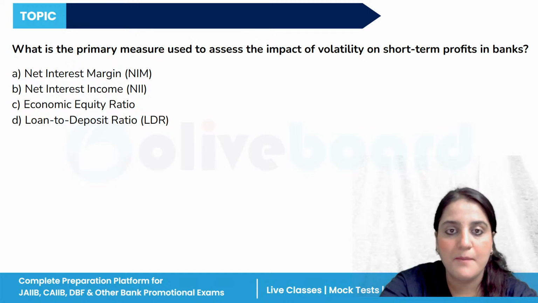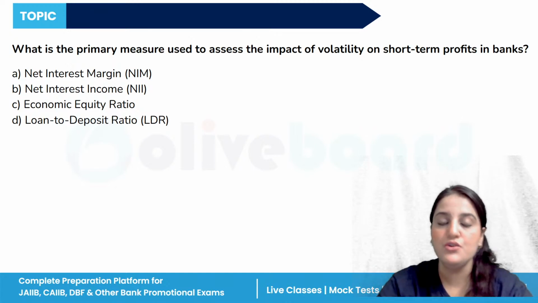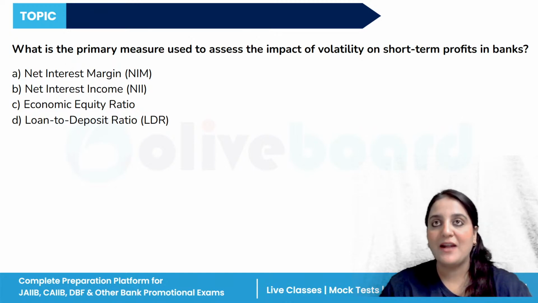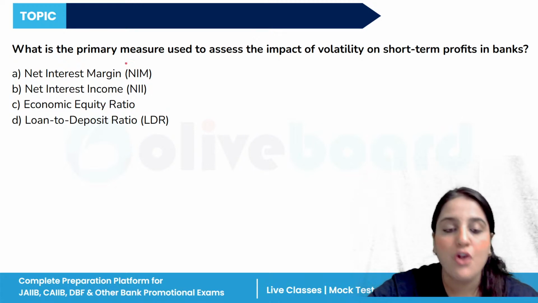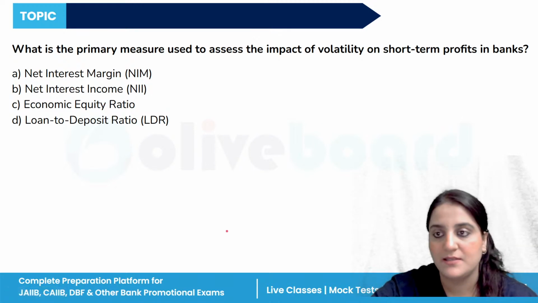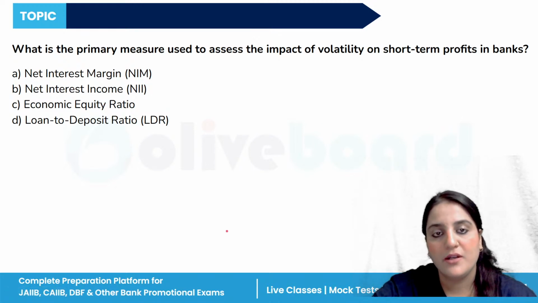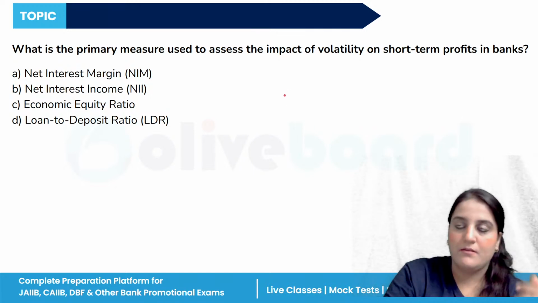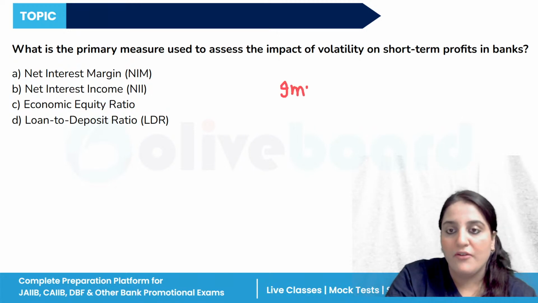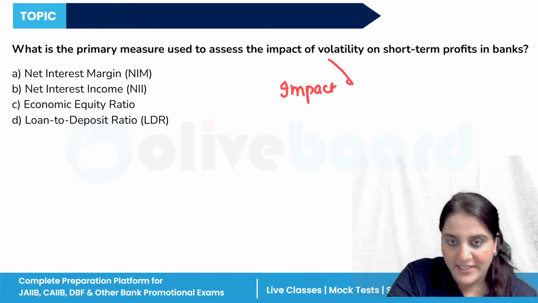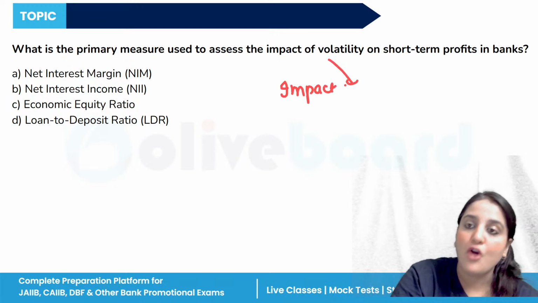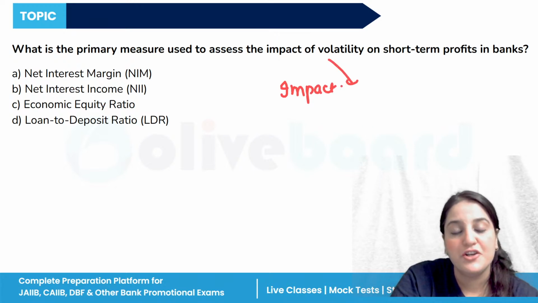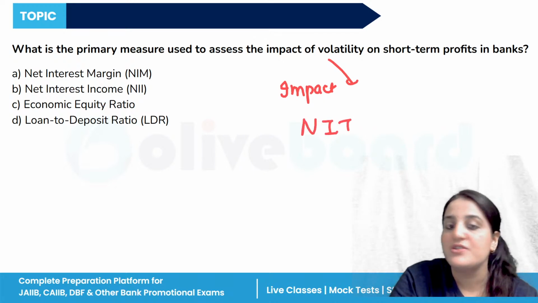Now, what is the primary measure which is used to assess the impact of volatility on short term profits in banks? What is the primary measure? See, the impact of volatility on the short term profit is measured by the net interest income.